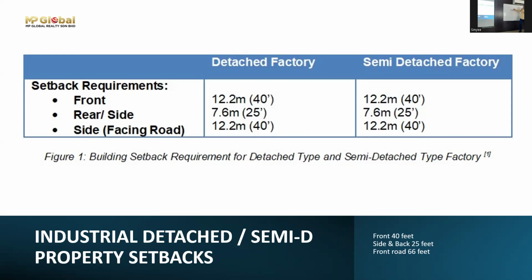Okay, guys, look here. For example, this is a mini factory. So this is the front road. This is the gate of your factory. So from this gate until your building is 40 feet. So this is the front setback. The side will be here, the back will be here. So the rear side is 25. Okay. All right. So okay, next one.